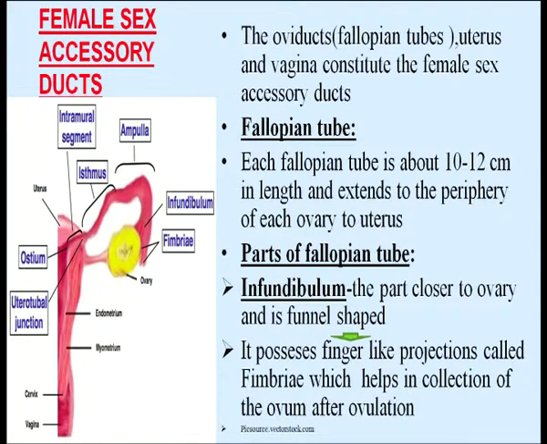Now, what are the parts of the fallopian tube? Basically, the fallopian tube has three parts. As my arrow is showing, the first part is the infundibulum. The second part is called ampulla, and the third part the arrow is showing is the isthmus. Infundibulum is the part closer to the ovary and is funnel shaped. It possesses finger-like projections called fimbriae, which help in collection of ovum after ovulation.